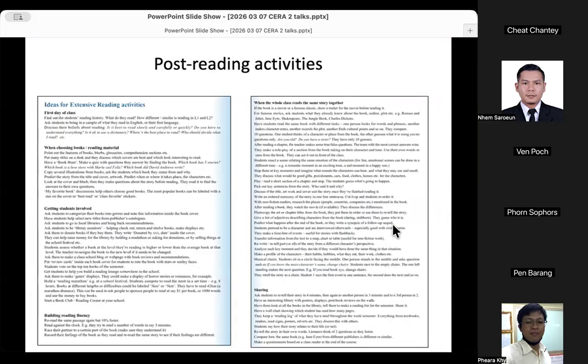Now, if you're interested, the Extensive Reading Foundation has a guidebook to extensive reading. And in the back of that guidebook, which is free, there are about 100 different ideas of post-reading and while reading activities. So there's lots and lots of lovely, juicy things that you can do.